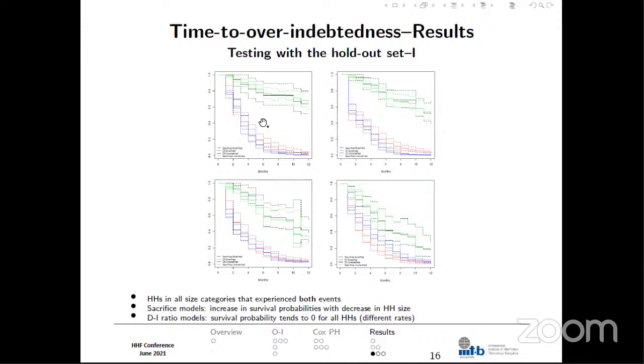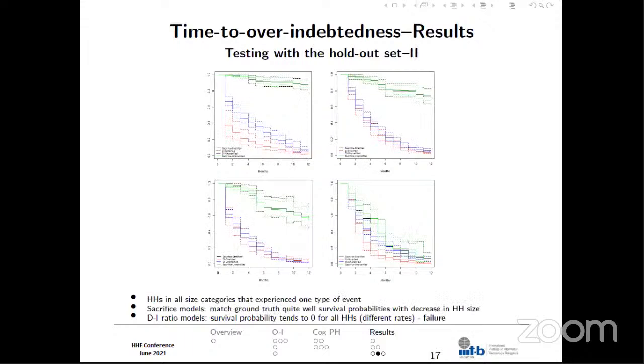This is for a household with fewer than 3 members. This is 4, 5, and greater than 5. The green and the black lines, as you can see here, do indicate that for the greater households, the probability that they would actually face this phenomenon is higher than a smaller household. So at least for this case, it appears that the model seems to be performing well. Then we looked at the other one where only one of these two types of events actually occurred. Again, here the model of the definition of sacrifice seems to perform well for these households.